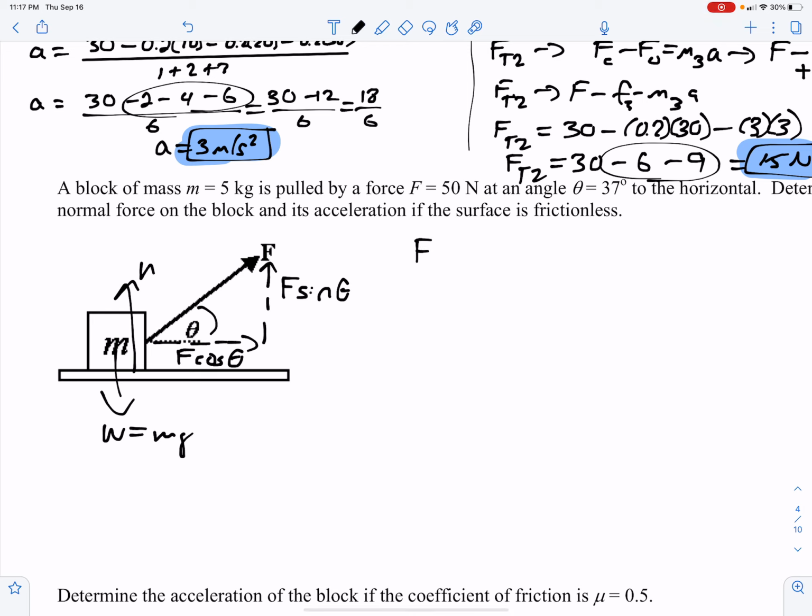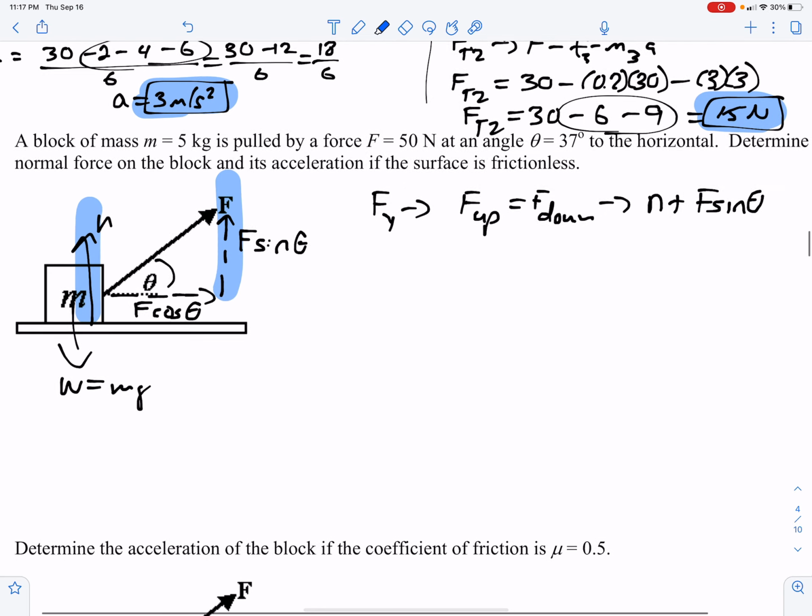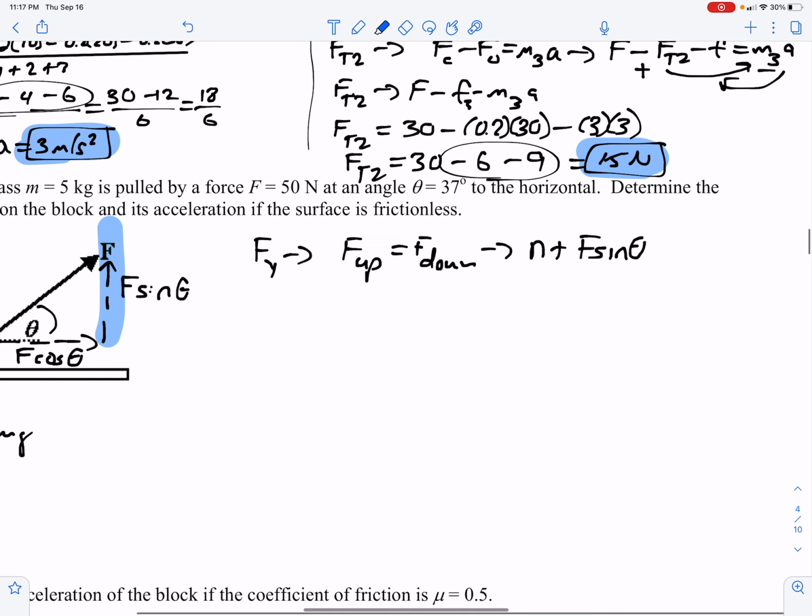Starting with our vertical forces, normal force and F sine both go up. So we're looking at forces up equal forces down. So normal force plus F sine of theta equal the one force going down, which would be the weight.